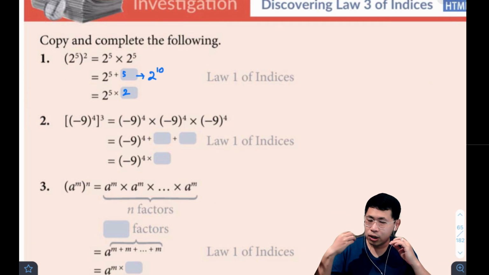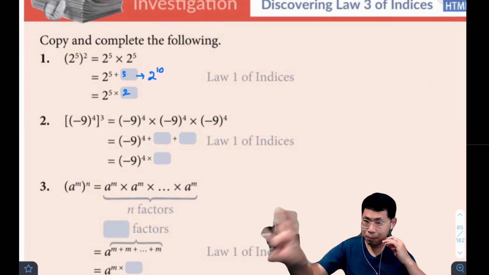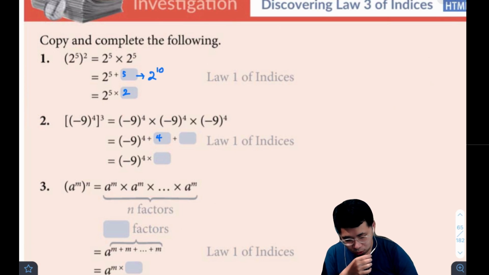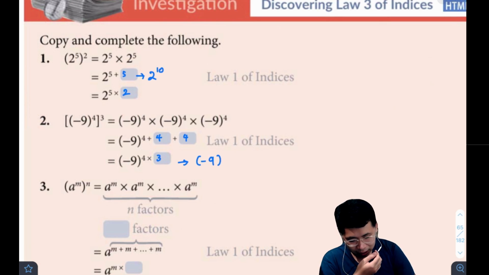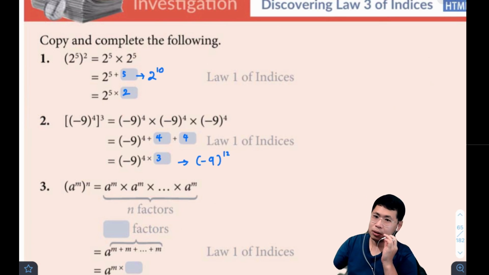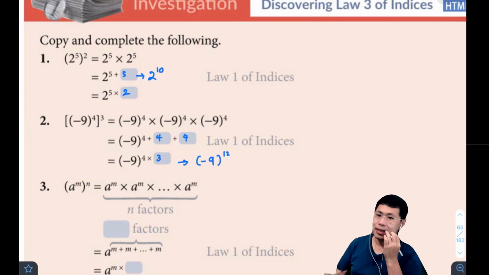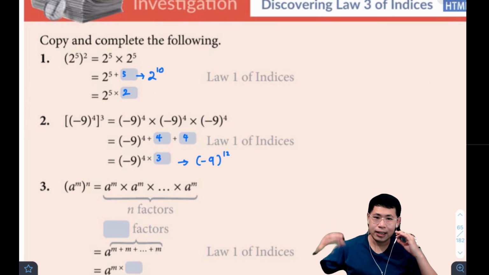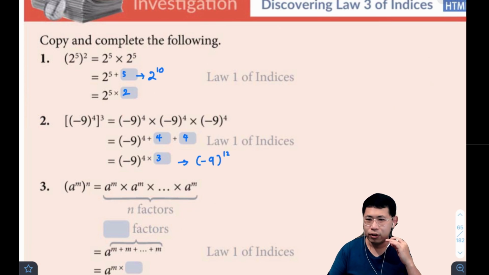So what happens is that you have -9 to the power of 4 times -9 to the power of 4 times -9 to the power of 4, 3 times. Because they have the same base, we can use our law 1 of indices. We have -9 as a base, then 4 plus 4 plus 4, and there are 3 of them, so it will be 4 times 3. Overall you will see -9 to the power of 12 when you multiply the 4 and 3 together. So this one needs understanding from our law 1 of indices. It's actually a repeated multiplication, and because you repeatedly multiply on your own, you can just add up all the powers, so it's just a multiple of 4 and 3.